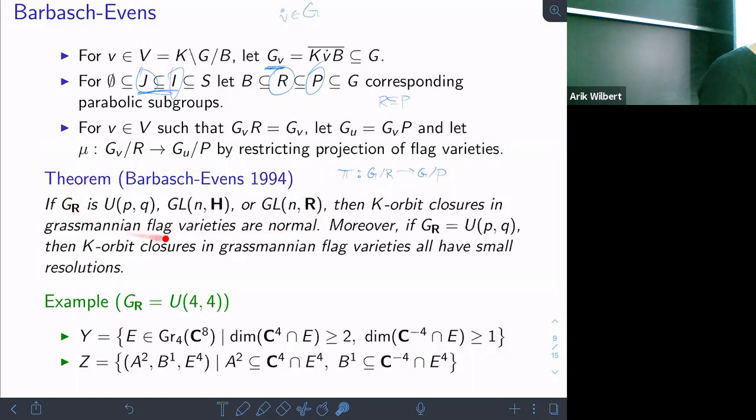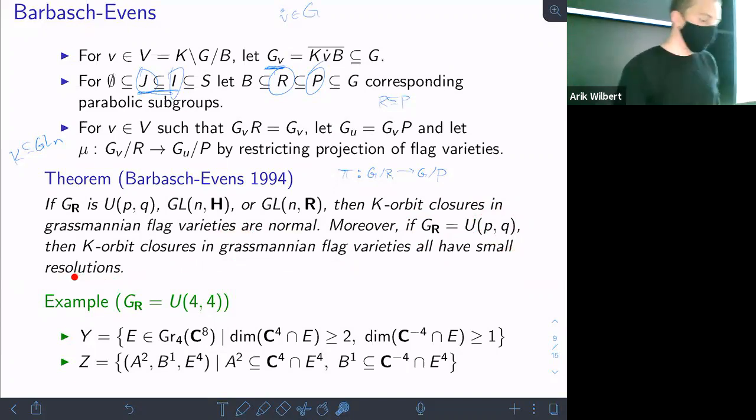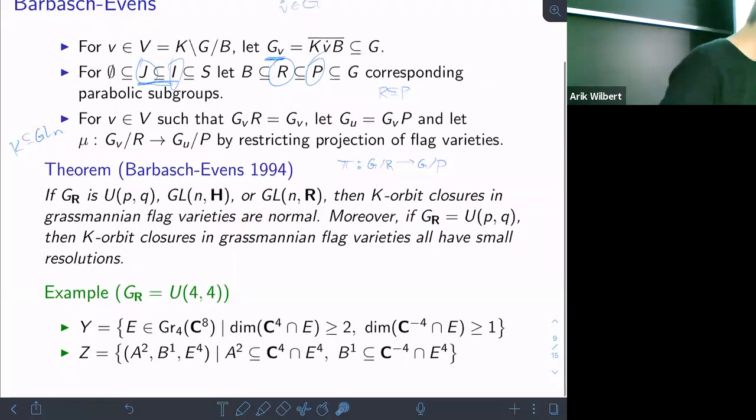So here are the three real reductive groups that they considered. And one thing that they can say is that all of the K-orbit closures in the Grassmannian flag variety are normal for these groups. So all of these have K contained in GL, and so it's acting on the Grassmannian. So all the K-orbit closures are normal there. And in this case, if the real reductive group is U(p,q), then they were able to say that all of the K-orbit closures have small resolutions. So they found a family of small resolutions for these K-orbit closures.